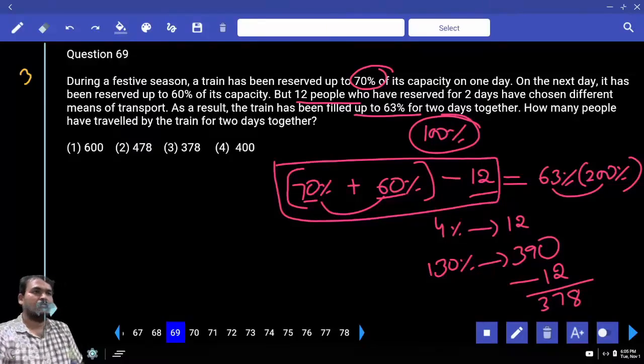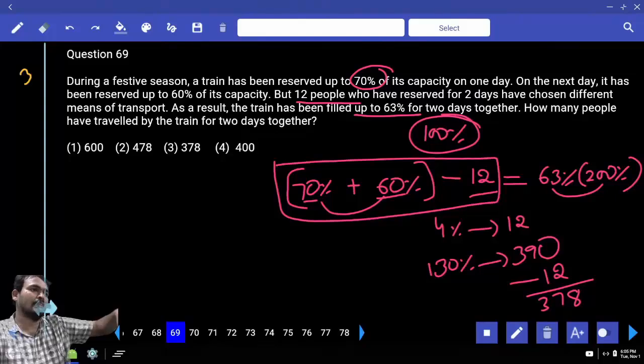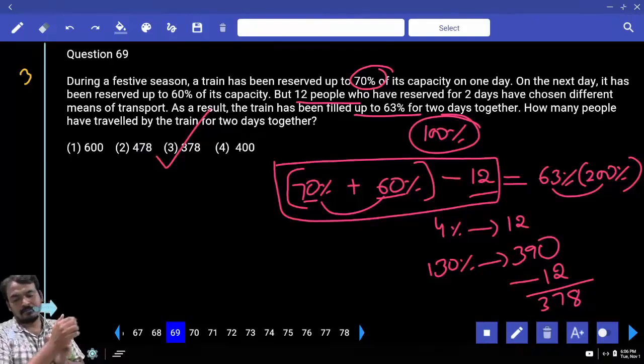Yes or no? Or the actual filling 70% and 60%, total 130. Out of 130, 12 members are both the days are considered. Yes or no? What is the answer? 378. 63 is 9 multiple. 63 is 9 multiple. How many options are 9 multiples? Only one or not? Yes or no?